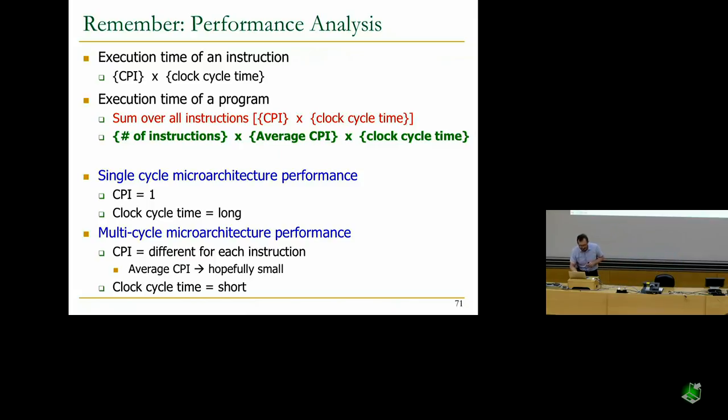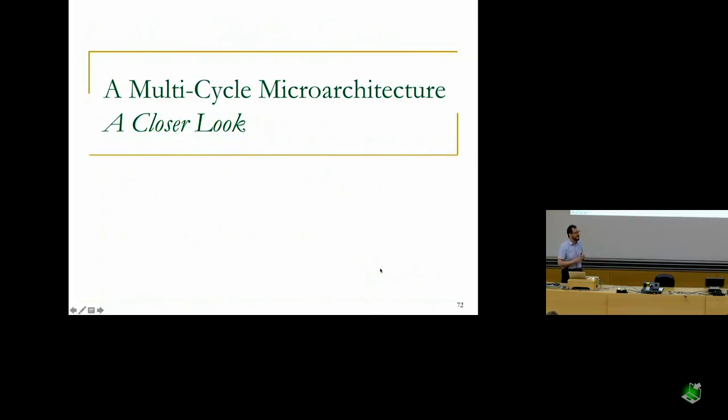Okay, but the clock cycle time can be short in this case. But I've given you already that if you make it too short, your CPI may increase a lot. But the good news is we have 2 degrees of freedom to optimize independently. So let's take a closer look into this multi-cycle microarchitecture. We're going to design it. We're going to design one example of it today, and we're going to design another one tomorrow.